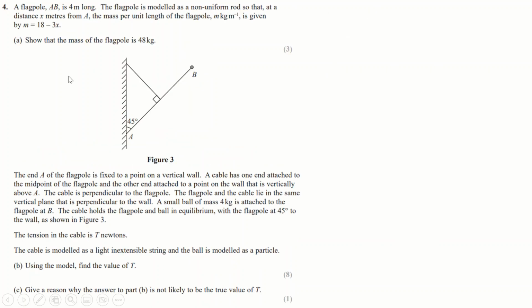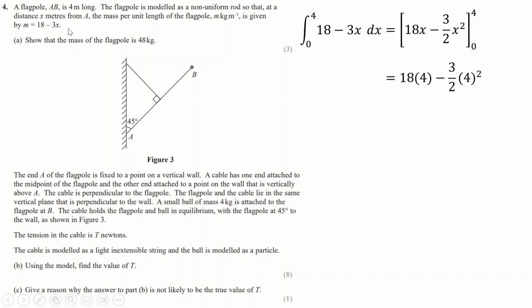Question number 4 then, another center of mass question back to back, a slightly different one this time. We have a non-uniform thing. So to find the total mass, which is the first question, find the total mass of the flagpole, you just integrate this for how long it is. So you integrate this between 0 and 4, and that will find the total mass, which is essentially just this, and we'll have 48. You can work through the working there if you want to.